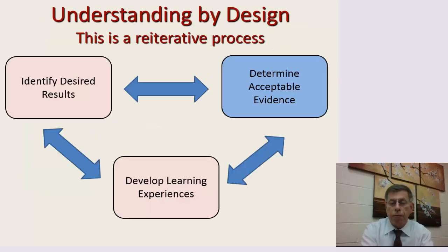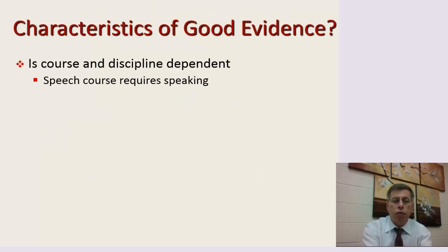Let's come to the second part of understanding by design, and that is, once we have the learning outcomes, how will we know whether students have achieved them and whether our class has been successful? So what would determine acceptable evidence? The characteristics of good evidence might include the following.